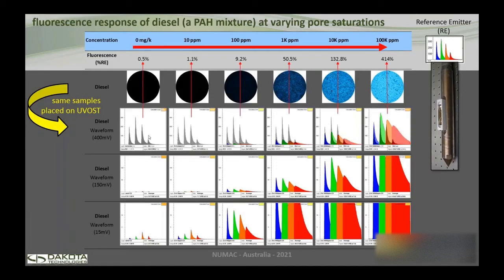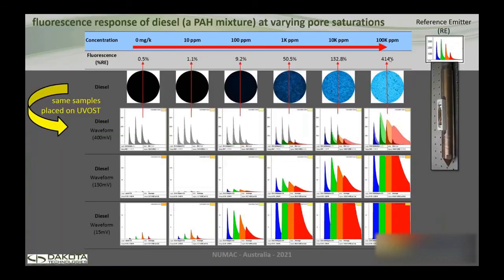The reason we do that is because you can make the signal on a UVOST bigger or smaller by launching more or less laser light. So we need a reference emitter to normalize all of the signals that we're going to generate downhole. Now in this case, if I go back here, you can see that the diesel waveform is 4 times larger, or 414% of what the RE gave. Okay, so that's how that works.